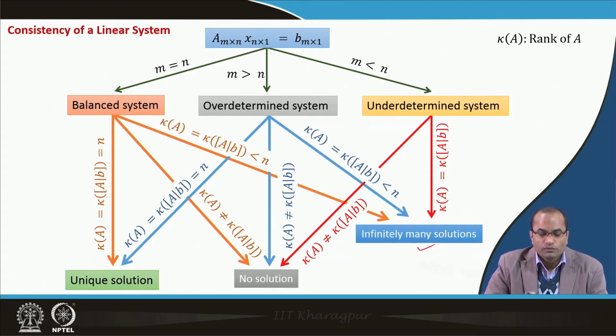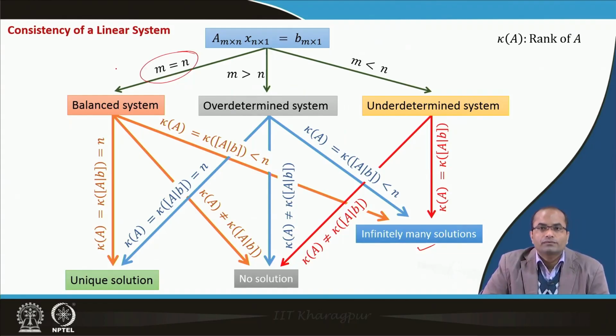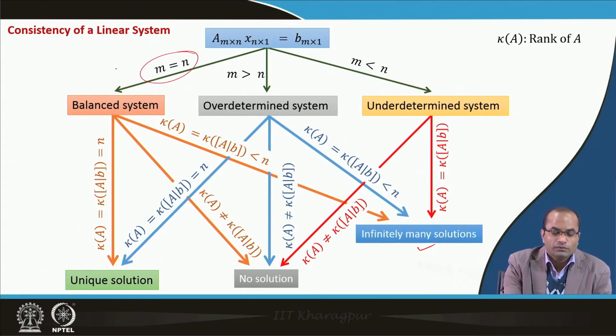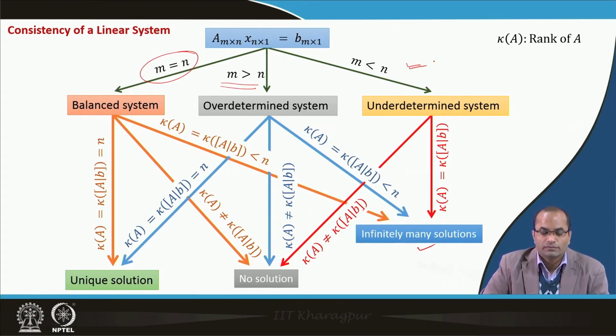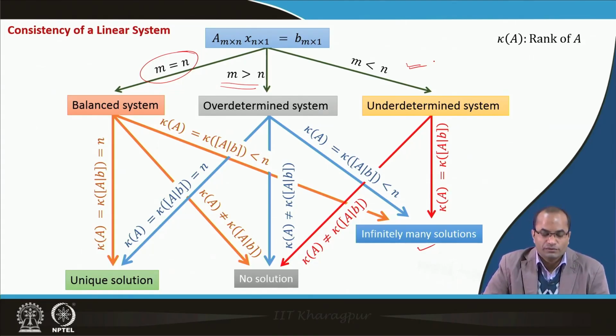So, this is the overall tree for a general linear system having an equal number of equations as unknowns. Here the number of equations is more than the unknowns, and here the number of equations is less than the number of unknowns. And in each case we have seen the possibilities of having a unique solution, no solution, and in the last case, the undetermined system, we have two possibilities: there will be no solution or infinitely many solutions.